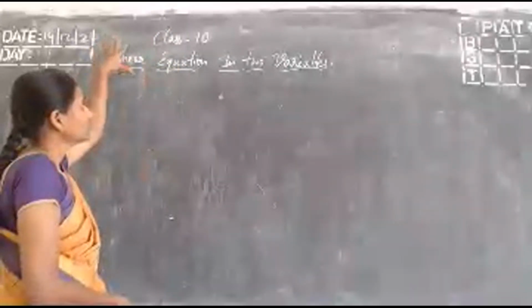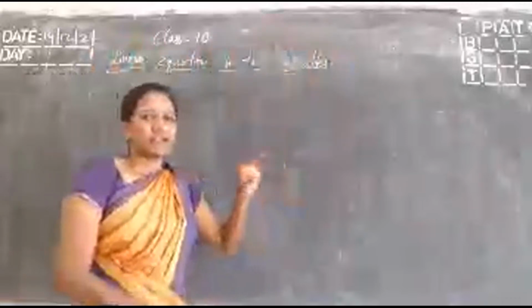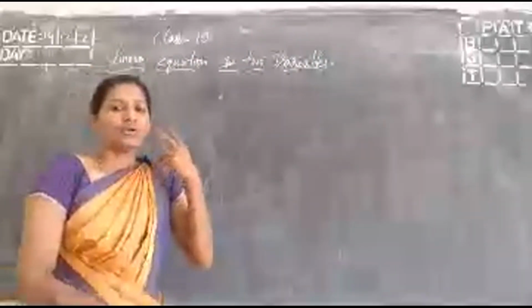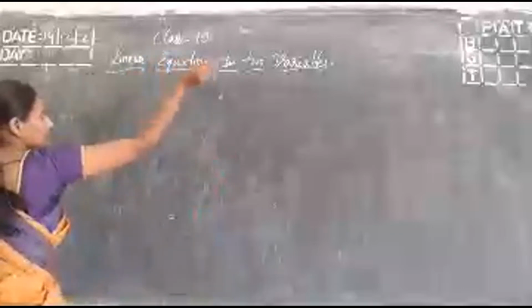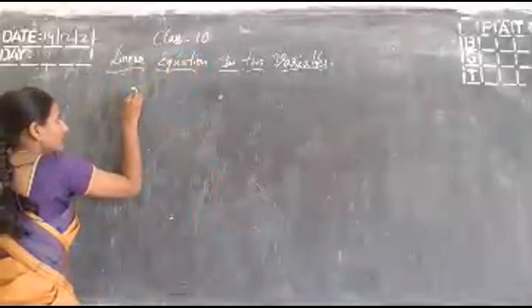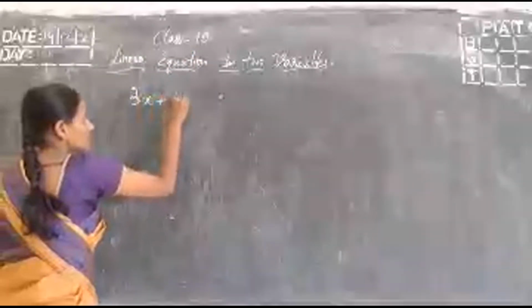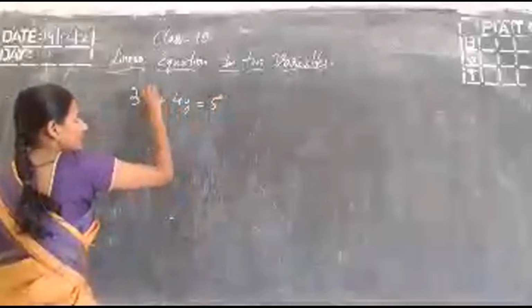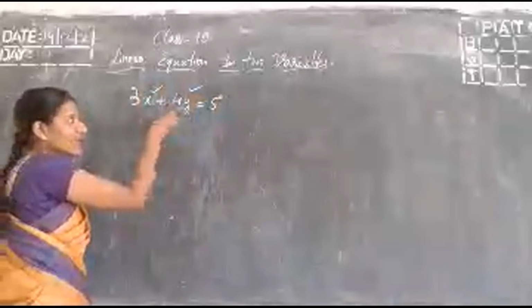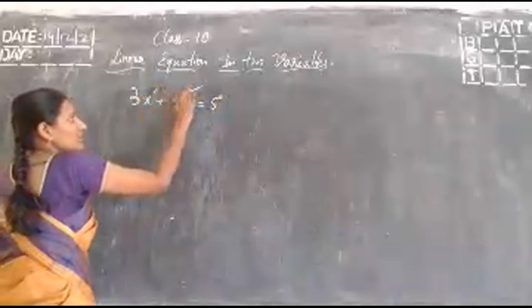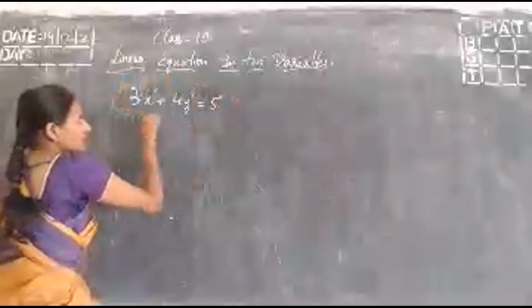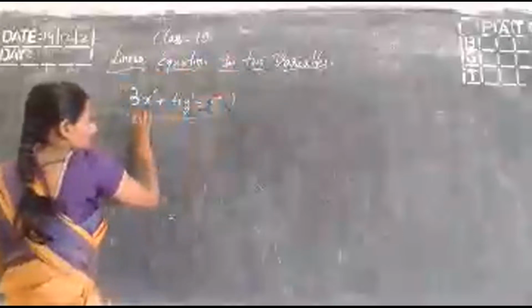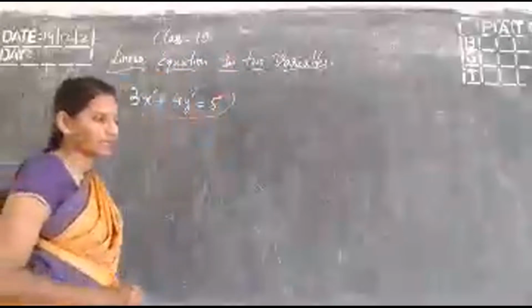Now, we have to discuss linear equation in two variables. It is simple. Two variables means we should have two variables, not one or three. Only two variables. For example, 3x plus 4y is equal to 5. How many variables do we have? Two variables. And what is the power of the variables? 1. So this is known as a linear equation in two variables.